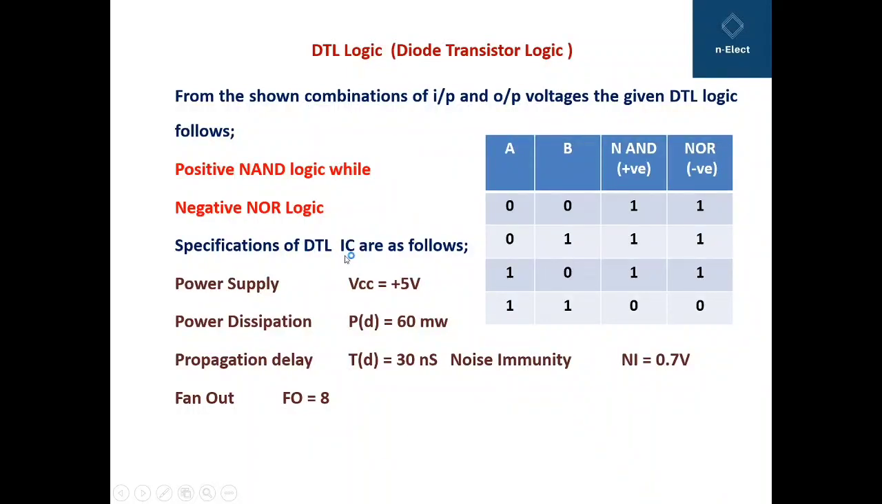Specifications of DTL IC are as follows. The power supply such type of IC requires is VCC equal to plus 5 volts. The power dissipation PD is equal to 60 milliwatts. Propagation delay, that is TD, equals 30 nanoseconds. Noise immunity equals 0.7 volts, while the fan out equals 8.